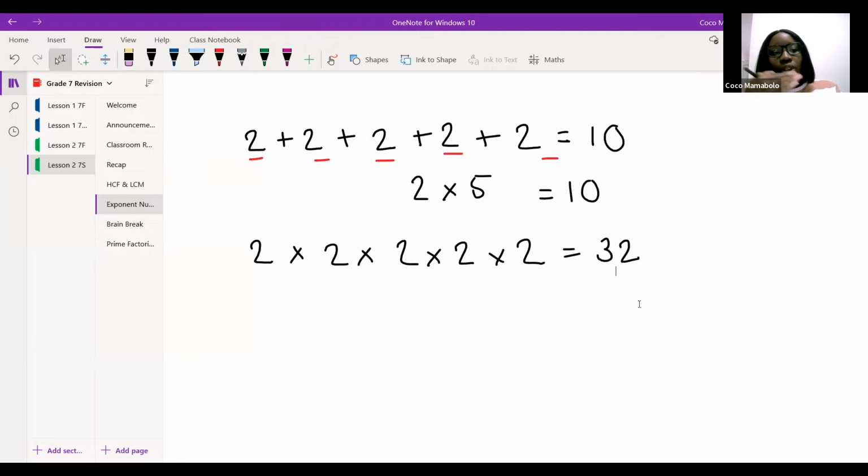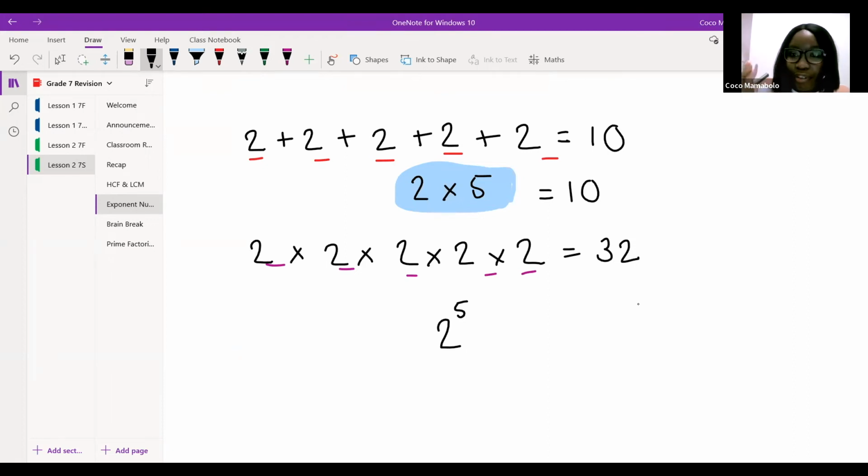Okay, so 2 times 2 times 2 times 2 times 2 times 2. Now, that's exhausting. It's like the same as taking 2 plus 2 plus 2 and writing it as 2 times 5, because I am adding to itself 5 times. Over here, instead of writing 2 times 2 times 2 times 2 times 2, I'm going to say 2 is being multiplied by itself 5 times. And that's what the base of 2 with the exponent of 5 means, that the number in the base is being multiplied by itself 5 times.